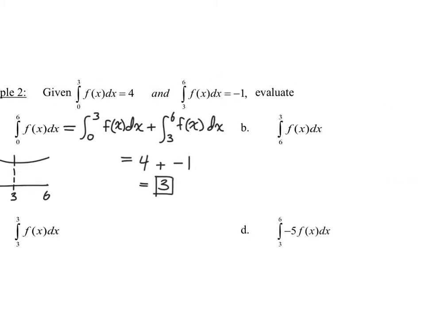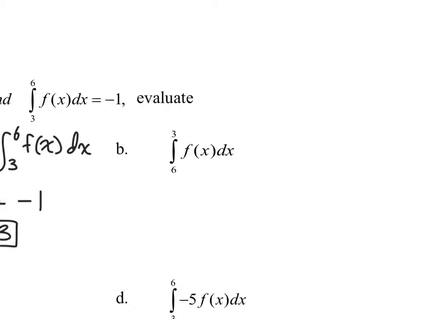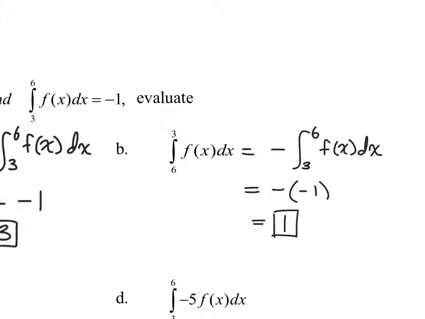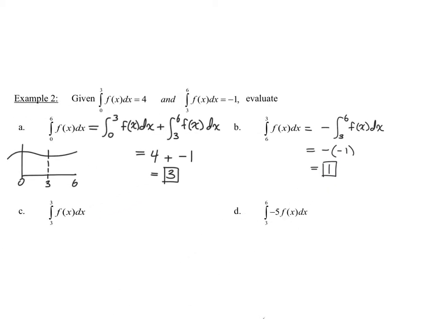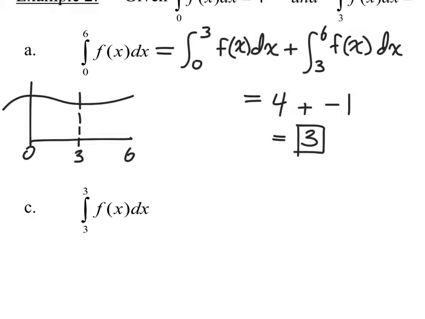All right, for part B, looks like the bounds are the exact opposite of one of the givens. All right, one of our properties tells us that we can swap the bounds as long as we negate the integral. All right, so we're looking at -(-1), which would be equal to 1. Part C, like I said, that's the easy one because you're not going anywhere, so you wouldn't accumulate or lose any area.